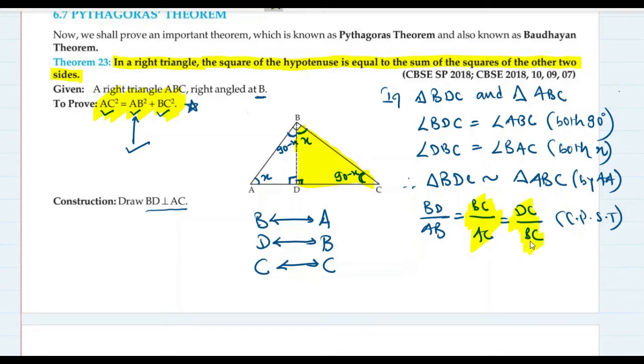Here there is BC and here in the denominator there is BC. So if you cross multiply, what do you get? You get BC square is equal to AC multiplied by DC. Okay, so this is your equation number 2.